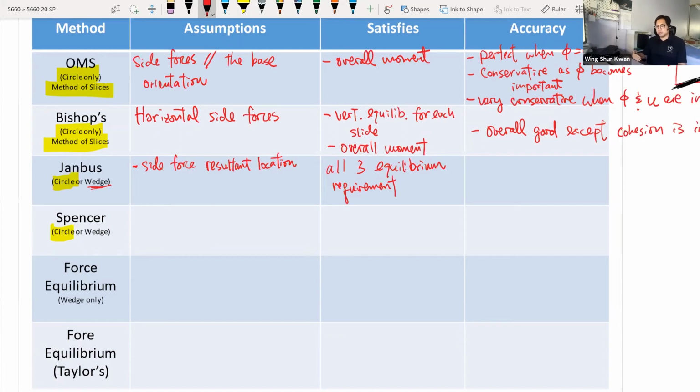So like here, in the Janbu method, you don't know about the side force, but what you can do is you try to move up and down the thrust line. You do trial and error on the internal force until you find a line that gives you the lowest amount of energy, which means it gives you the lowest factor of safety overall.